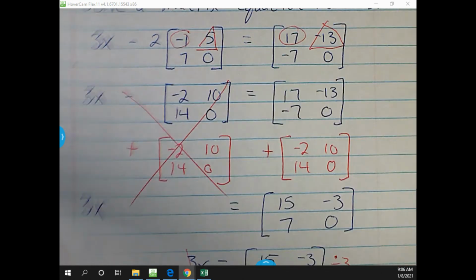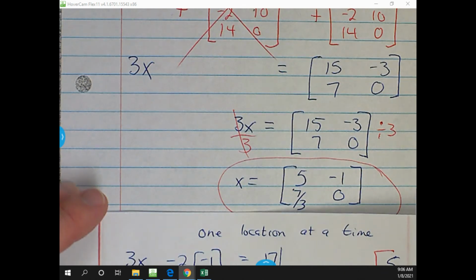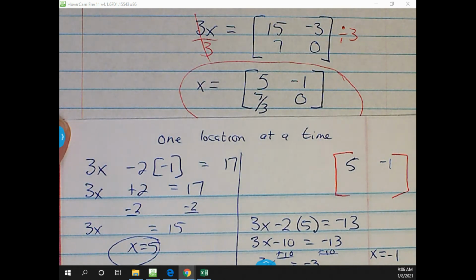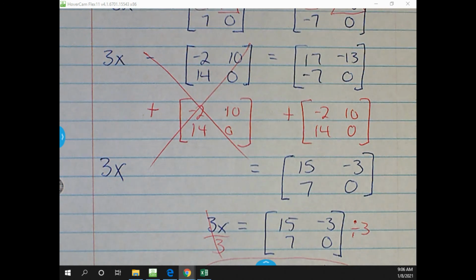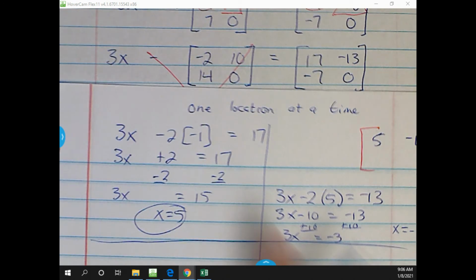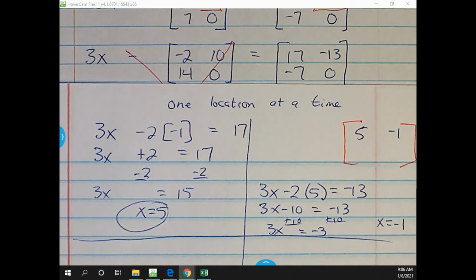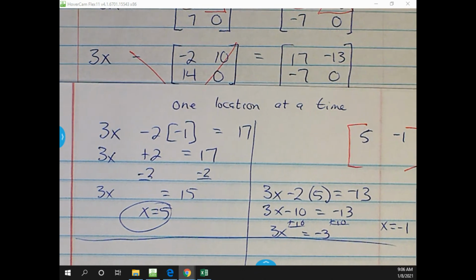So there we go. That was 5 -1. The answer we had back here was 5 -1. So you can get the answer either one of two ways. Just depends on how you want to get there. This is the quicker way to do the whole matrix all at one time. But again, you can do it one piece of a matrix at a time or one location at a time. Just takes a little bit longer, but you'll still get the same answer. So either one you want to do there is fine.